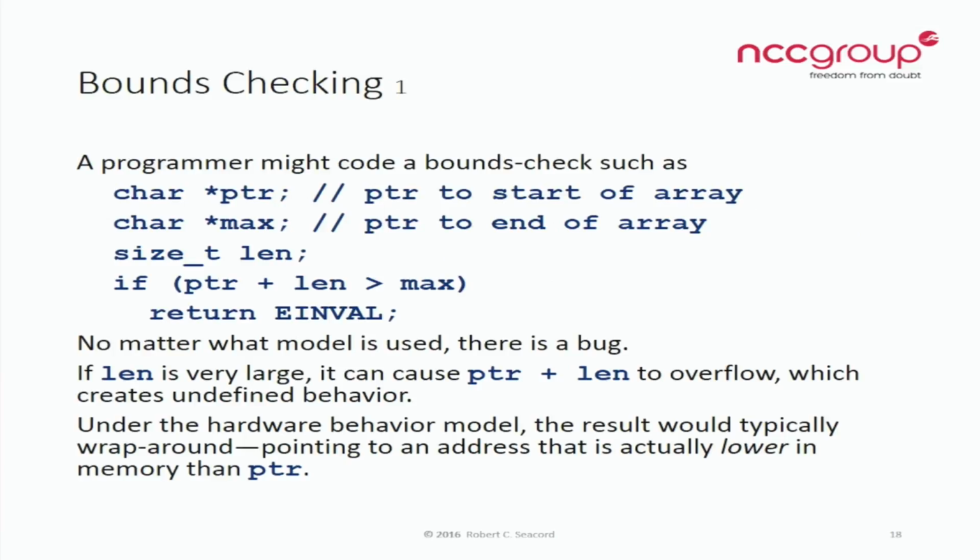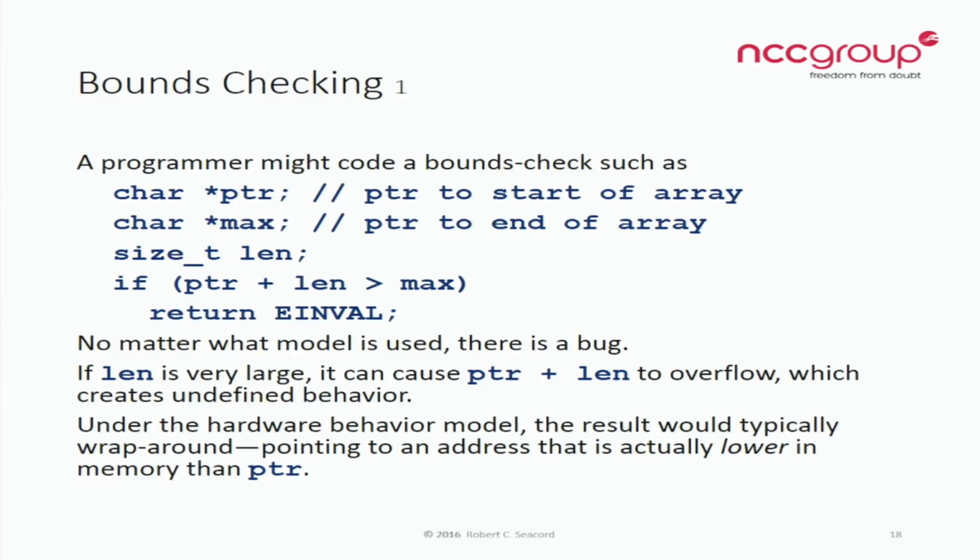So a programmer might want to code a bounds check to avoid buffer overflows. So in this example, we have a pointer which points to the start of an array, max which points to the end of an array, and we have a length specified as a size_t. So a size_t is an unsigned type that's large enough to represent the largest object that can be allocated on a system. And anytime you store a size or length or something, it really should be as a size_t variable, and it should never be as an int.